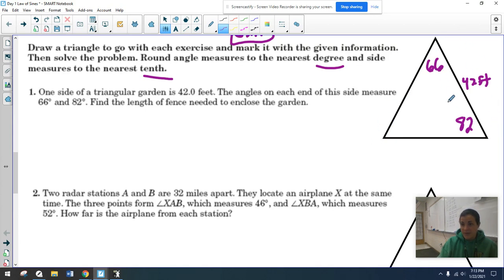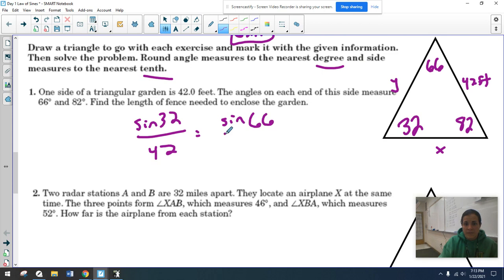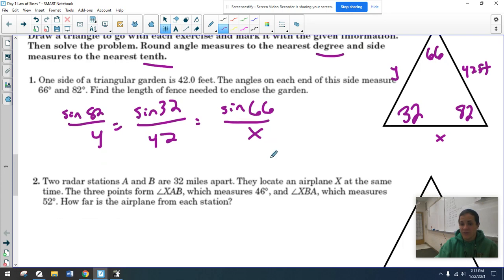So easy part is you can just subtract from 180 if you want. So if you do 180 minus 66 minus 82, that is 32. Okay, and then you can do sine of 32 over 42. And then we can do sine of 66 over x. And we can do sine of 82 over y. So it's the same thing. It's just a different setup. It's just you have to make your own triangle. And then we could just cross multiply here and solve, cross multiply there and solve. These ones already have all the angles, so you don't have to worry about using the inverse or the negative.